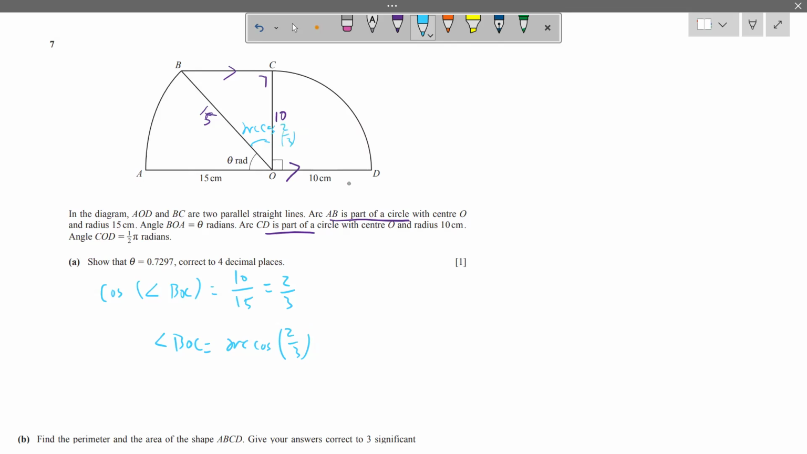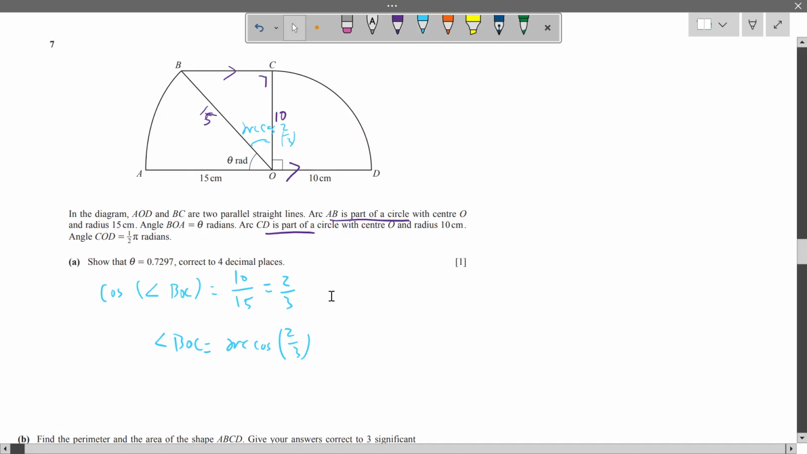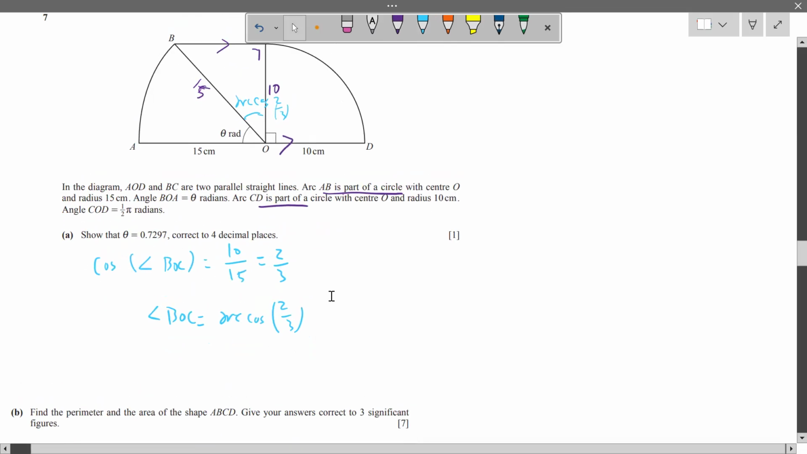I don't really like using the cos inverse notation, even though it's a bit more practical and maybe shorter. It isn't exactly the best notation, in my opinion.